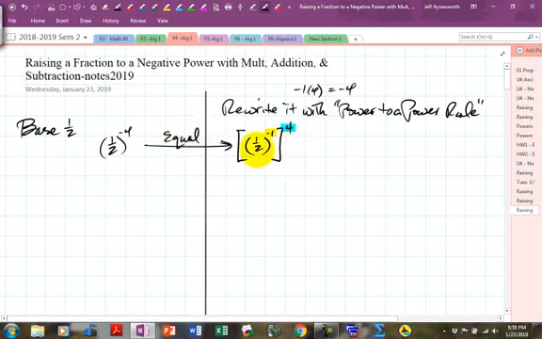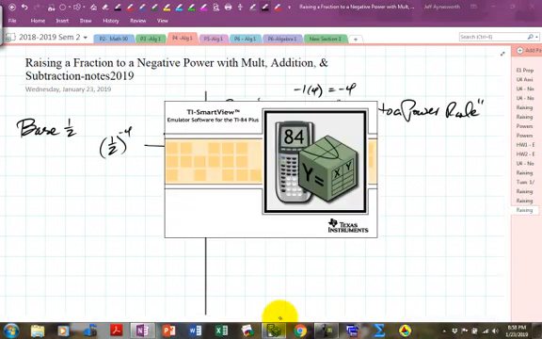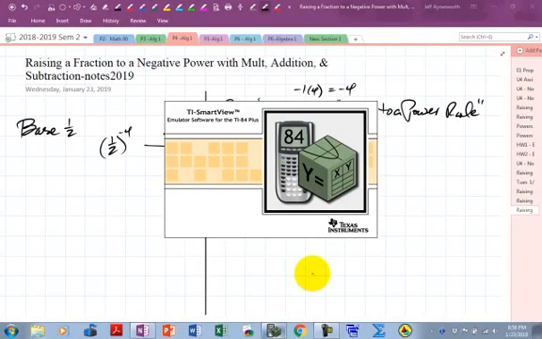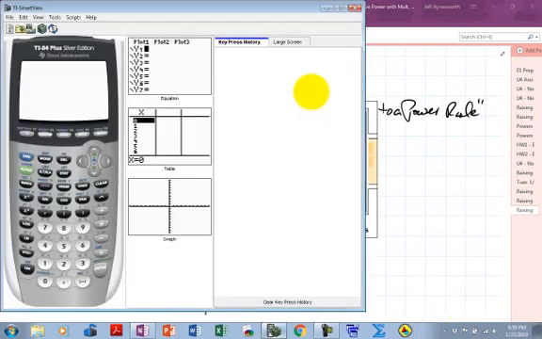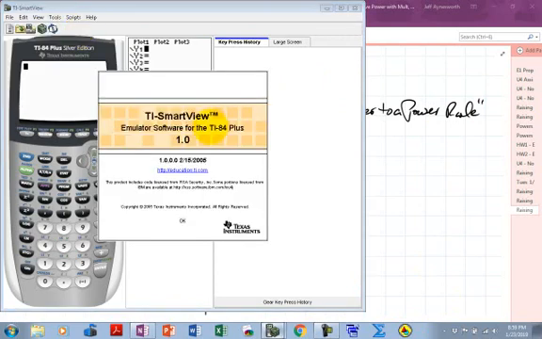The reason why I do that is because you need to know what happens when you raise a number, whether it's a fraction or a whole number, to the -1 power. It simply reciprocates the fraction. And I'll show you. So what we're going to do is bring in the TI-84 calculator here, and I'll show you what happens when we raise a fraction to the power.